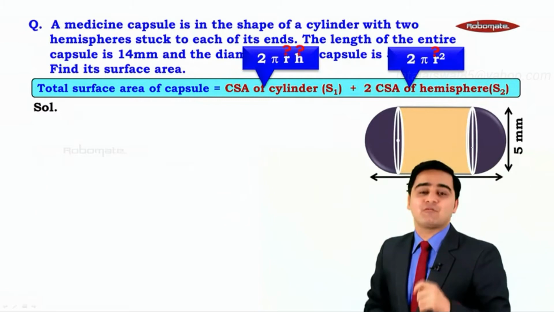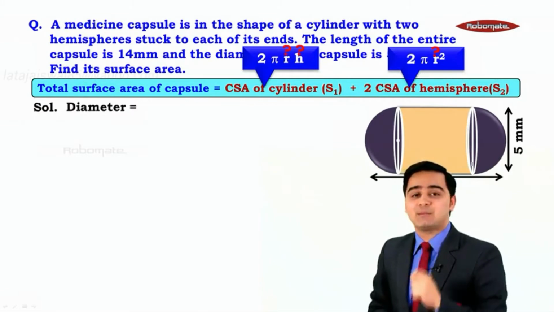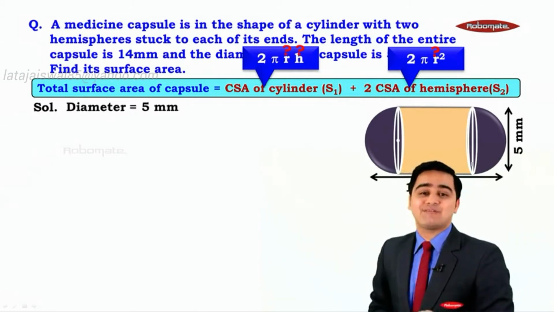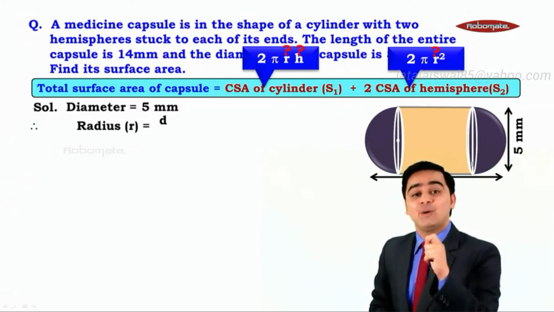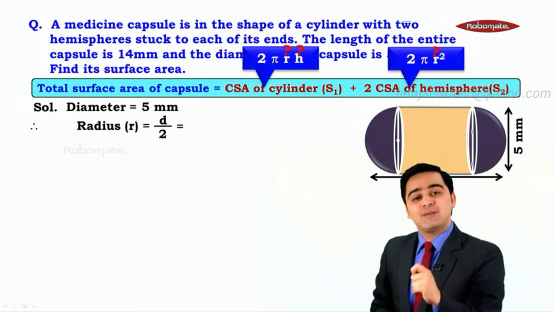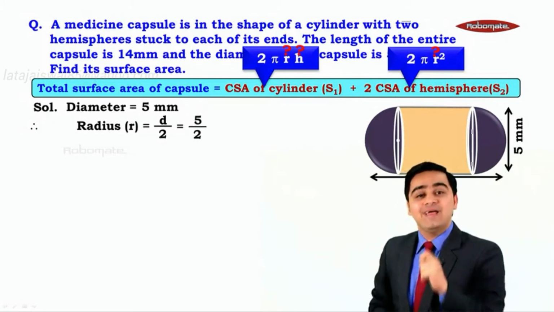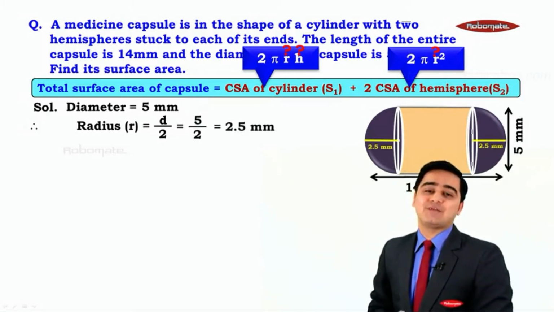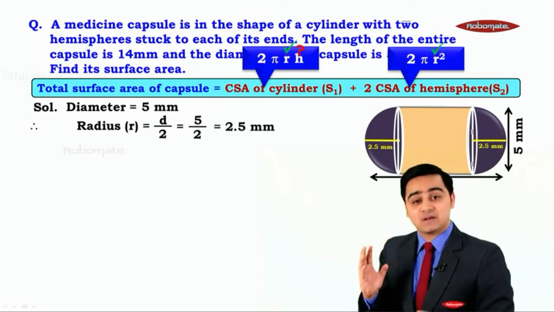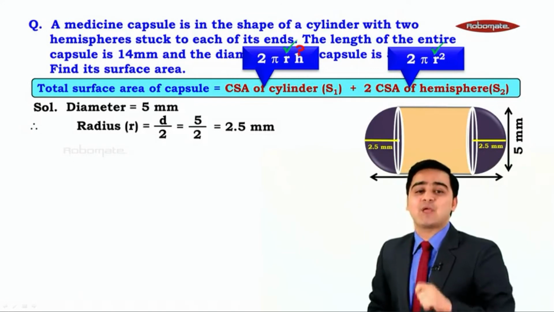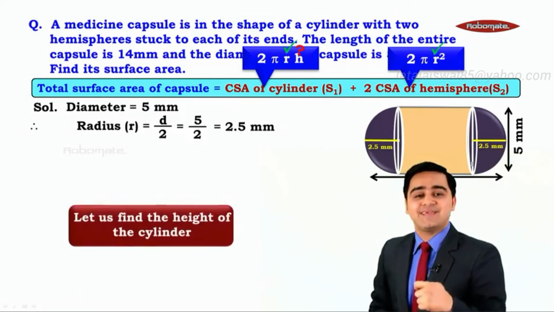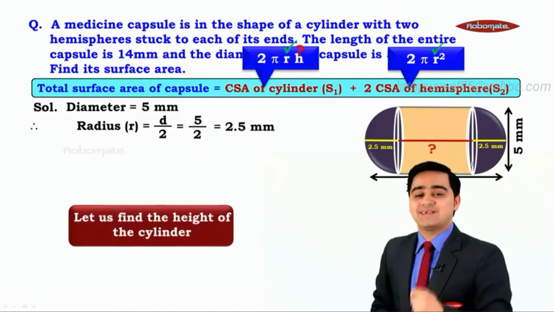Now let us focus on the given information. We have been provided with the diameter. Diameter is equal to 5 mm, and if we have the diameter, we can find the radius. It is equal to diameter upon 2, which will be equal to 5 upon 2, and it is equal to 2.5 mm. So now we have the radius of the cylinder as well as the hemispheres. Next, let us find the height of the cylinder.